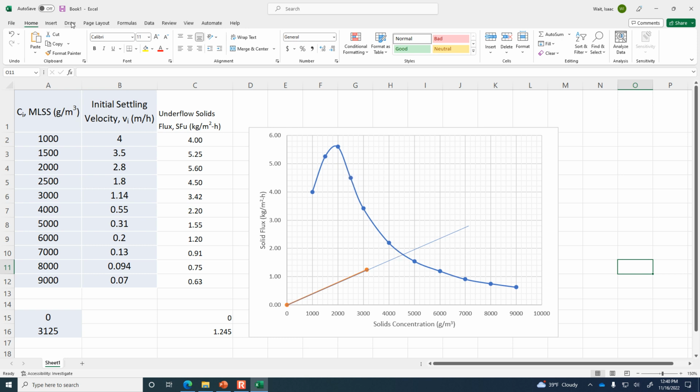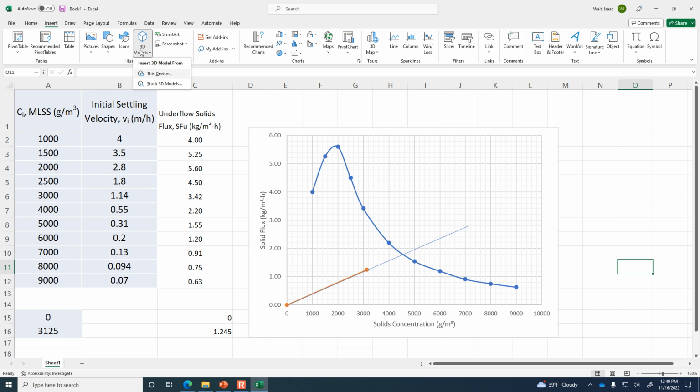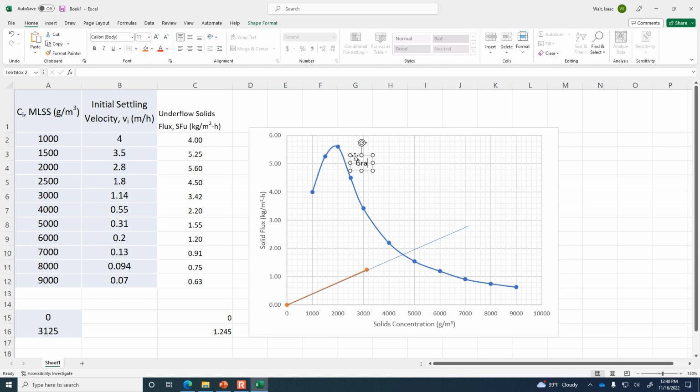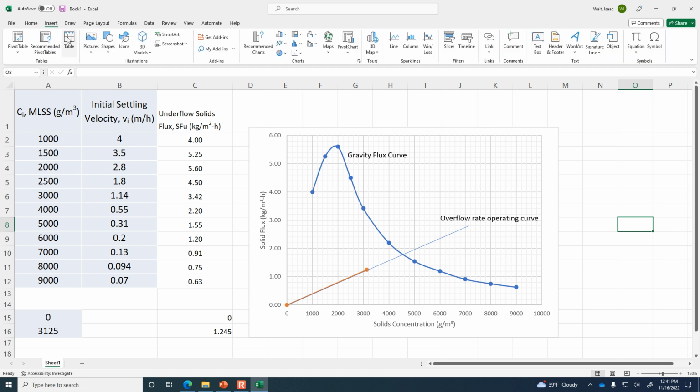So if I'm doing labels here, maybe I could insert these labels just to help keep it clear. Okay, here we go. This was the gravity flux curve. This one is the overflow rate operating curve. Okay, so this third curve that I'm going to be drawing is from 10,000 and the y equals 0. So let me just draw a line.